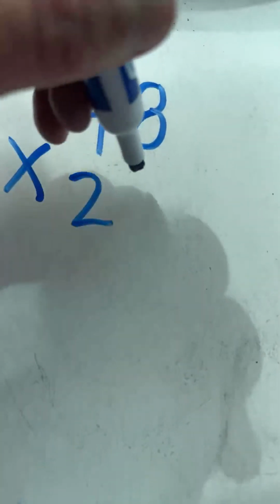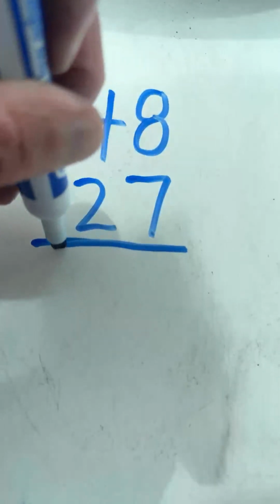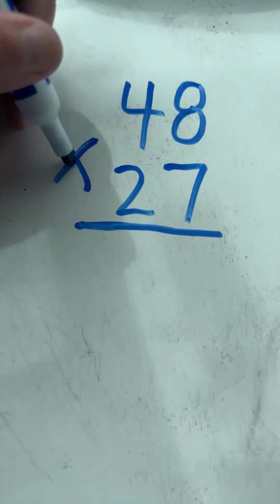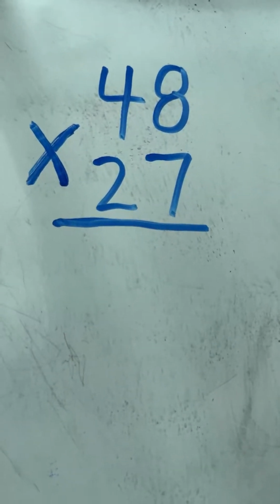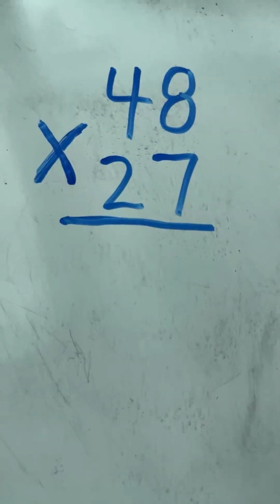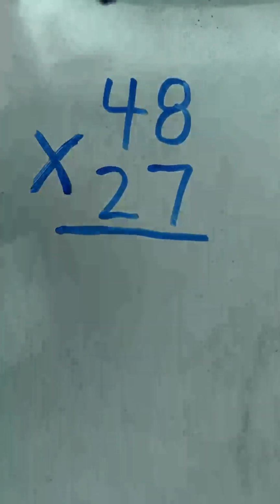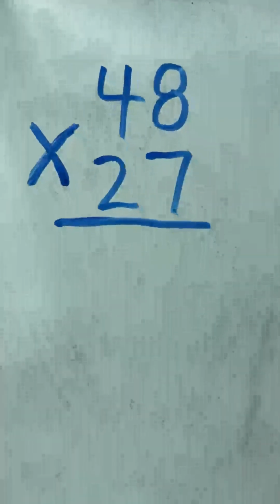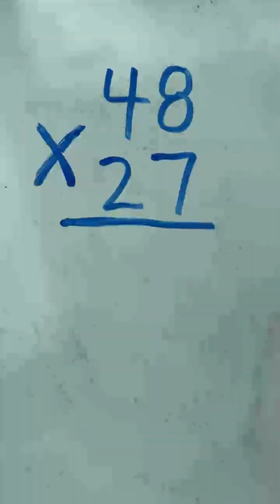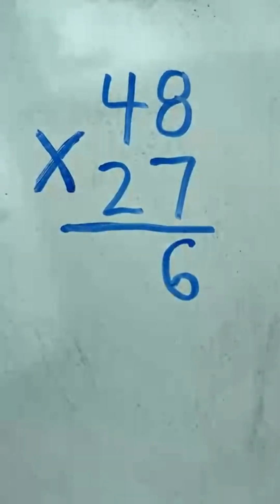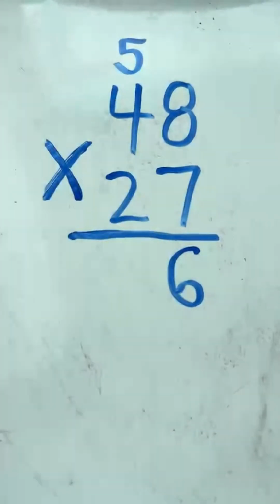Moving on to the next example problem. So next we have 48 times 27. So starting in the ones place, we're going to multiply 8 times 7. 8 times 7 equals 56. Again, we have to regroup. We regroup anytime our product is 10 or more. So the 6 in 56 goes in the ones place. The 5 in 56 gets carried over to the tens place.